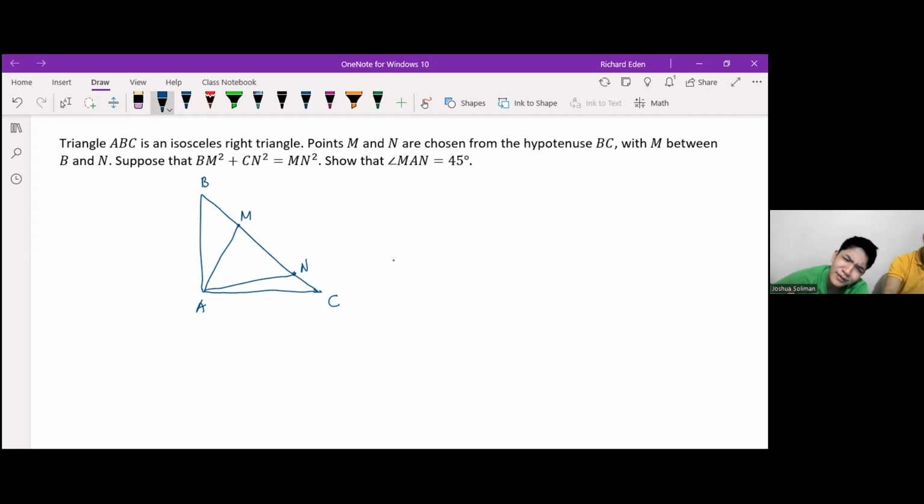Rotate something, and then rotate another thing. Oh, I think I already found it, just like that. I think I already solved it.